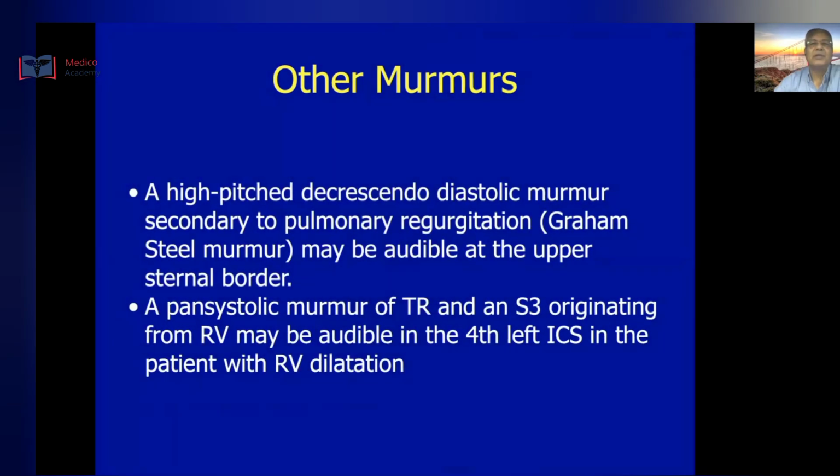What are other murmurs which can be present in mitral stenosis? The mitral stenosis patient may have a high-pitched decrescendo diastolic murmur secondary to pulmonary regurgitation, which is also called the Graham Steell murmur. This murmur is audible at the upper sternal border. A pansystolic murmur of TR and an S3 originating from the RV may be audible in the left fourth intercostal space in patients who have RV dilatation.